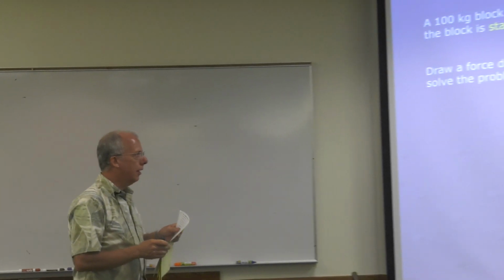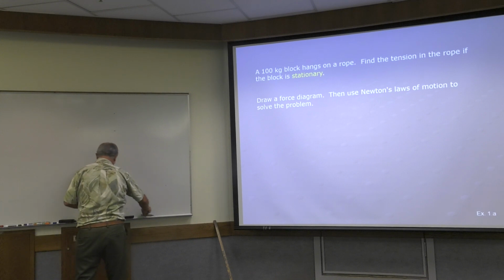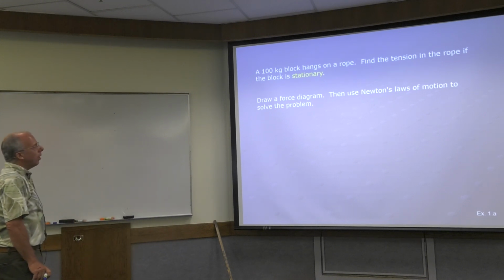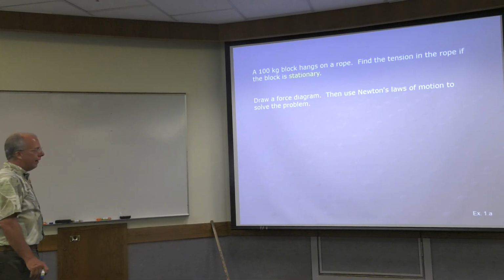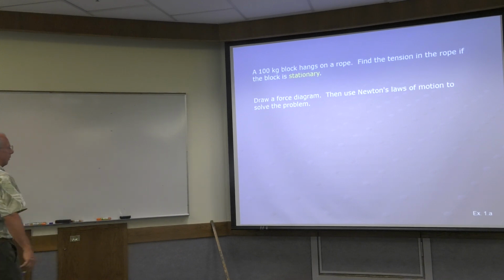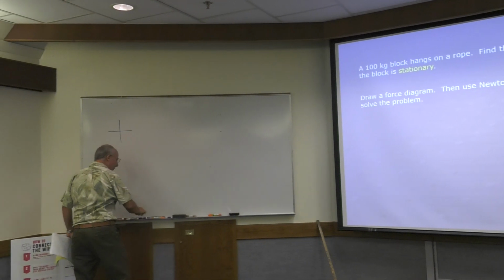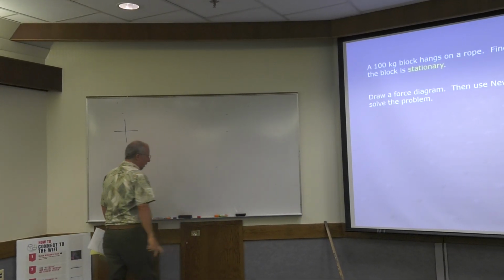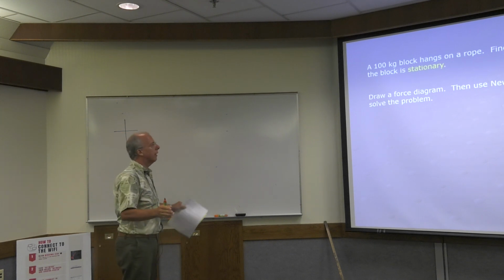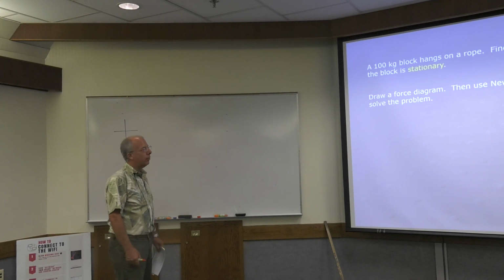Okay. So here's a simple problem. I just want to go through it to show you the method. A 100-kilogram block hangs on a rope. Find the tension in the rope if the block is stationary. Okay. Draw the force diagram. So as we saw last chapter, what are the forces acting? What's the object? The block, the 100-kilogram block.